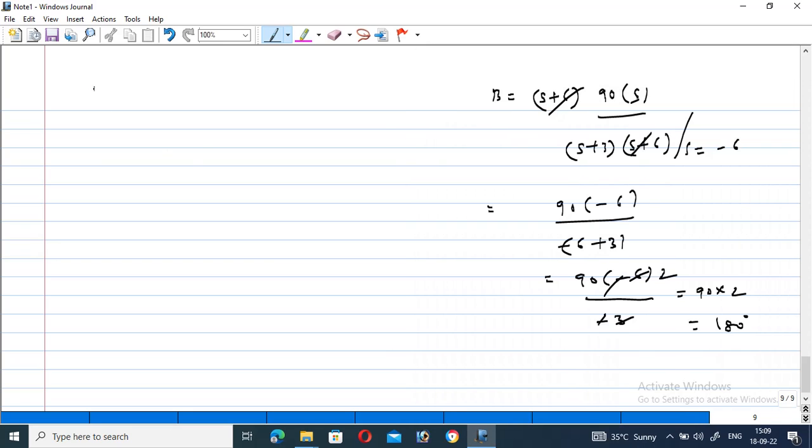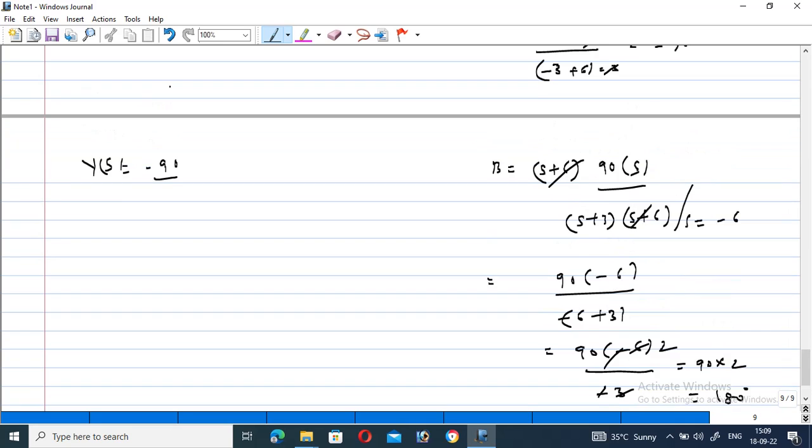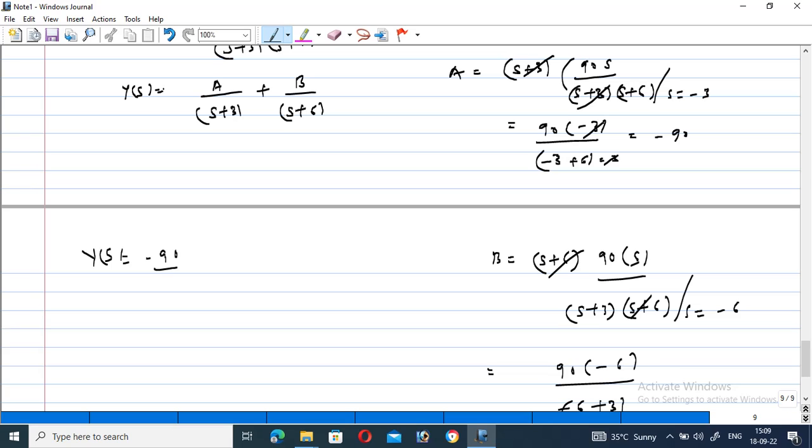Therefore y of s is equal to a is equal to minus 90, right? A is equal to minus 90 by s plus 3, as well as b is equal to 180 by s plus 6.